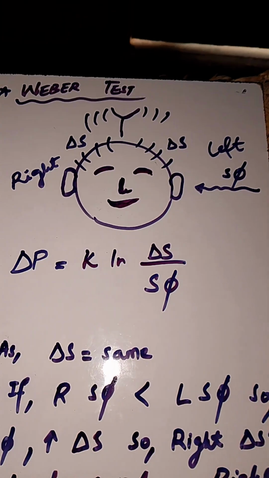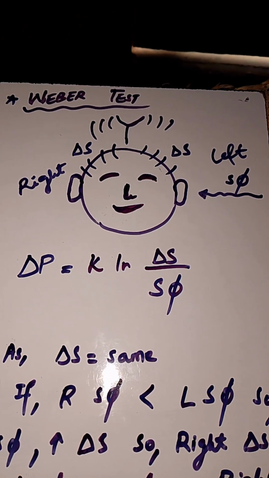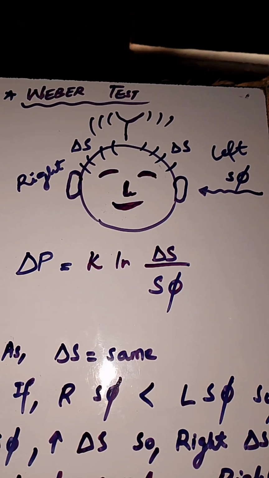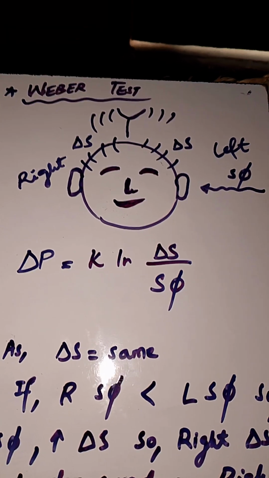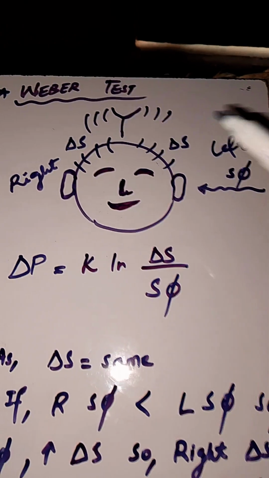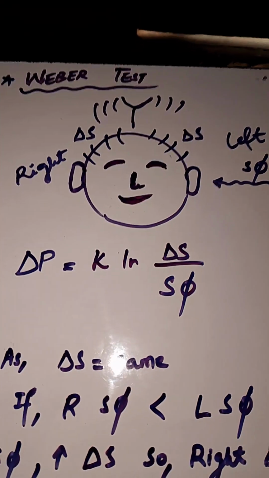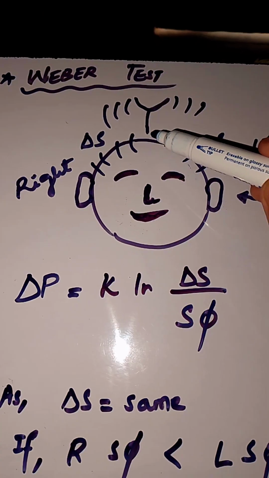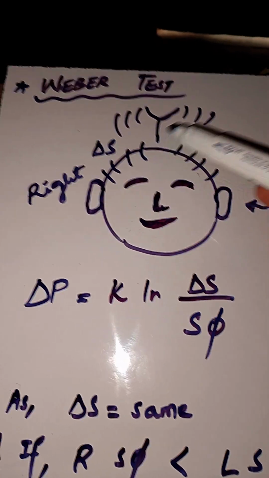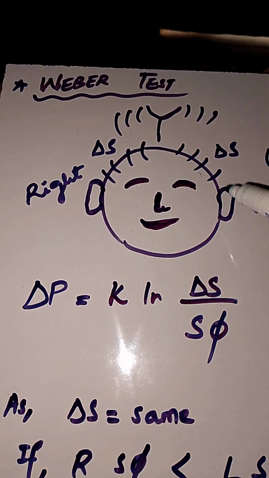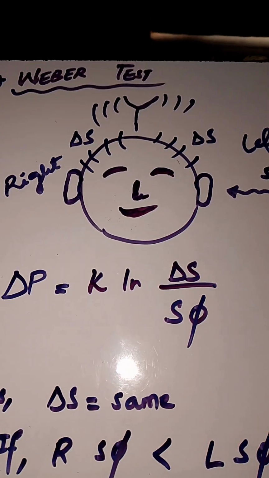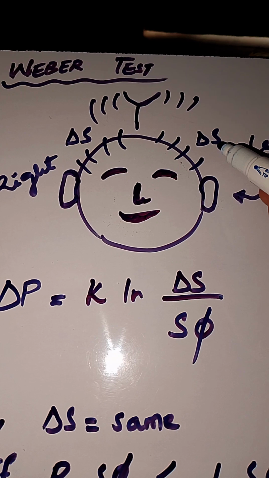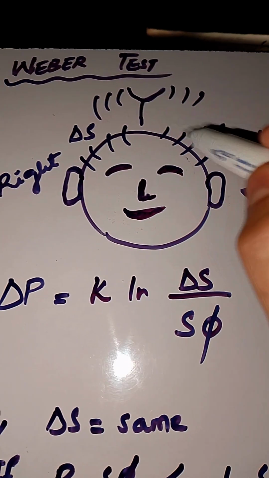For checking conductive hearing loss and sensorineural hearing loss, we conduct different types of hearing tests. One of them is the Weber's test. In Weber's test, we place the fork on the vertex of the skull, so through the bone, the stimulus reaches both ears. And here I have written the test. So this is the stimulus.